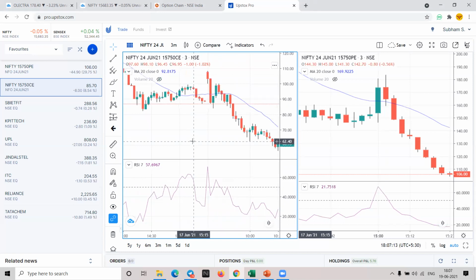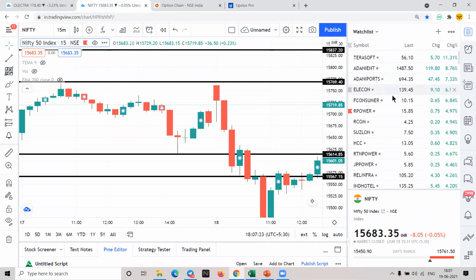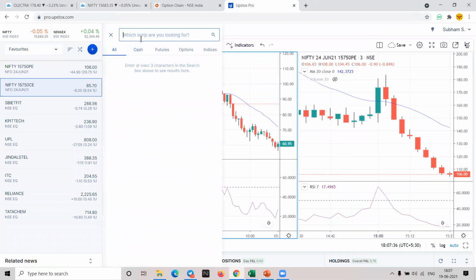See, the same strategy you can apply in stocks also. Stock selection I have already explained to you. Let's say you have found a stock based on news or any factor. Let's say Adani is there. The same scalping setup you can apply to any stock of your choice which you have found. But that particular stock should be a volatile one.